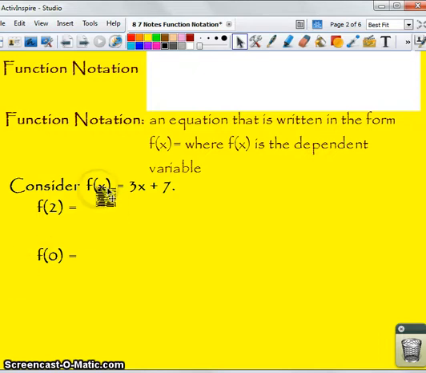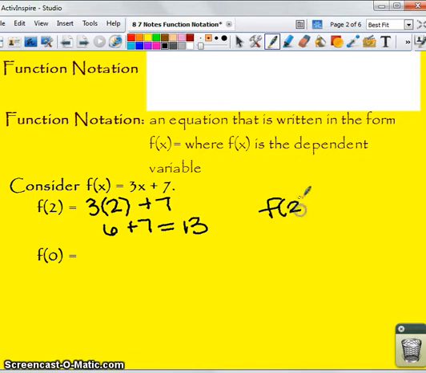So if we consider this function right here, f of x equals 3x plus 7, they're asking us to find what is f of 2. And if you look at right here, 2 is in place of where the x was right here. So we're going to do the same thing to the other side of the equation. We're going to plug in 2 wherever we see x. So we're going to be left with 3 times 2 plus 7. Now this is the same thing as 6 plus 7, which then we know is 13. So f of 2 is equal to 13.